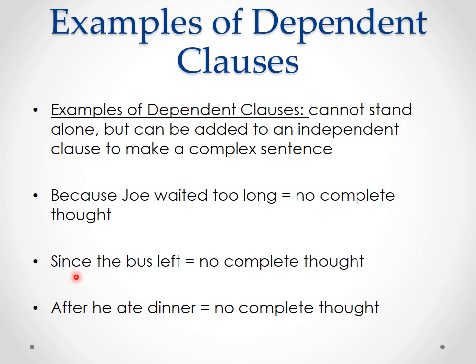Now in the second example, "since the bus left," alone it does not give any meaning. It cannot stand alone, and it doesn't have a complete thought. So this is also a dependent clause. It needs another clause to complete its sentence. Then "after he ate dinner" also doesn't have a complete thought.